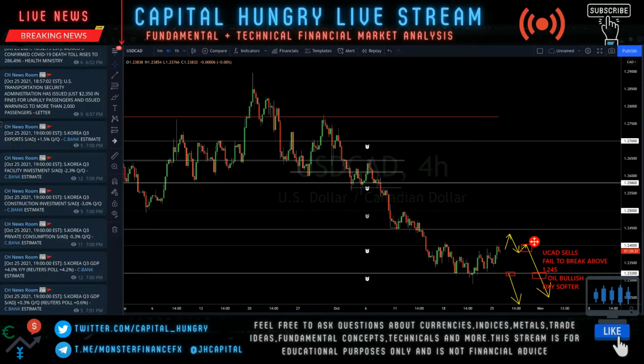Dollar softness, okay? I'd only personally be switching out of my USD CAD seller's bias if we break above this last low price point here, which is 1.245. I'd only be looking for USD CAD buys if US economic data is extremely strong tomorrow, oil starts to have a very strong bearish pullback and starts to decline from its highs, and USD CAD breaks above 1.245. Okay?